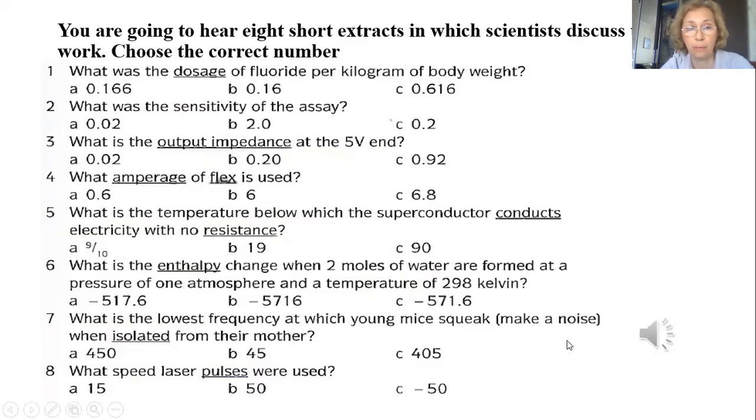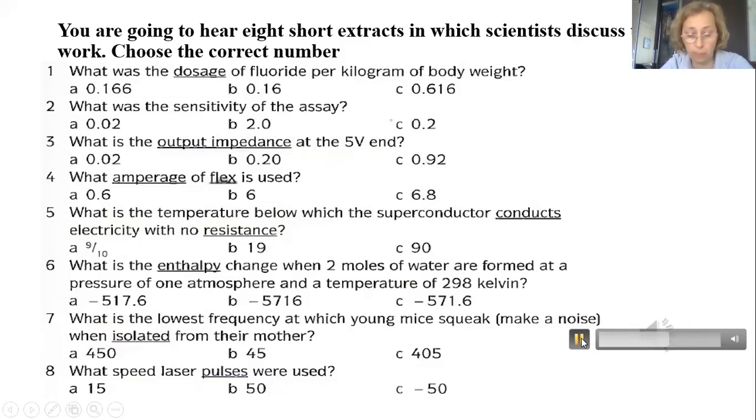5. Inserting a few atoms of potassium makes the compound a superconductor which, below a critical temperature of about 19 kelvins, conducts electricity with no resistance. Which letter is it? C. 90. 19. That's 9. B. B, yes.